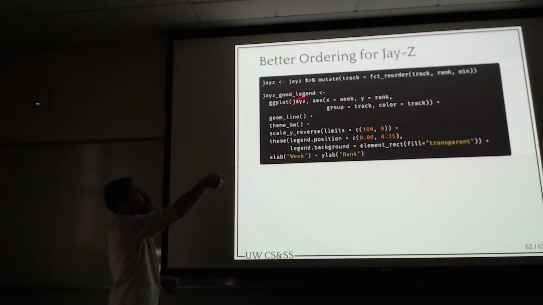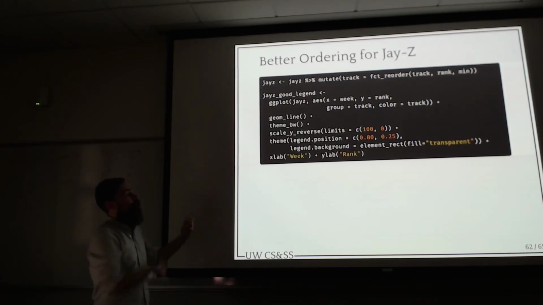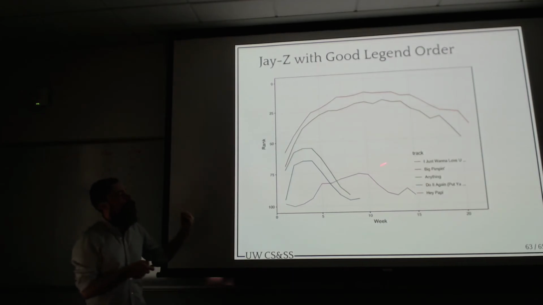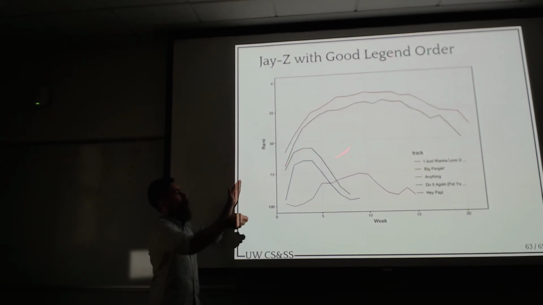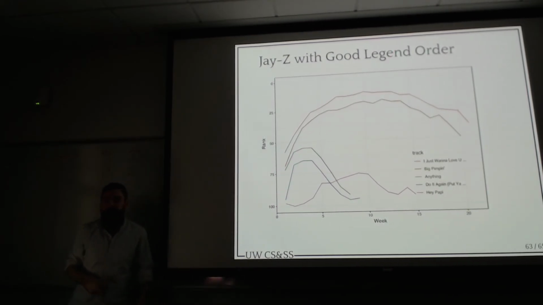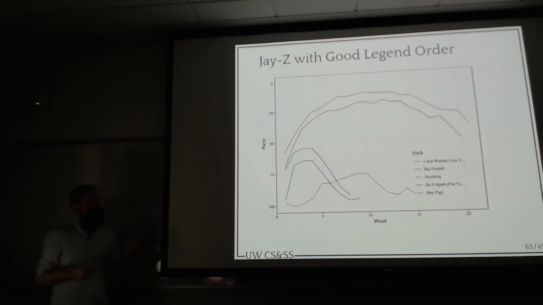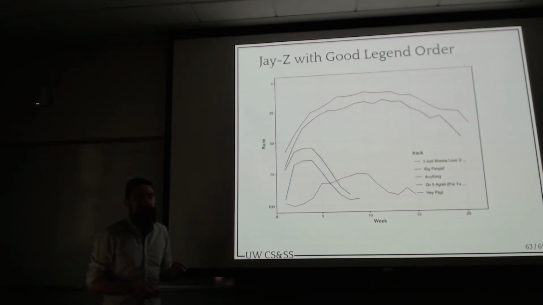So, Jay-Z good legend is exactly the same plot. I changed literally nothing else. Now the tracks begin with the song that was most popular, the song that hit the highest rank, and then go down here to the song that hit the lowest rank. So essentially, we've just reordered our legend by the top rank of all of these songs. It's a small tweak, but it makes the plot a little bit better. And we did it all in the data, not inside the ggplot call.